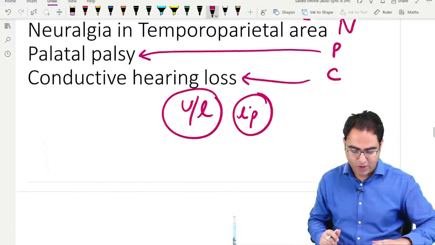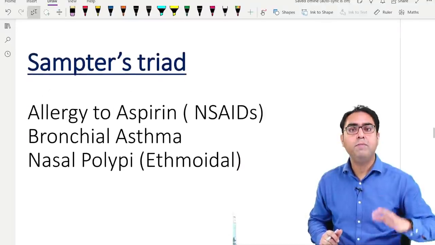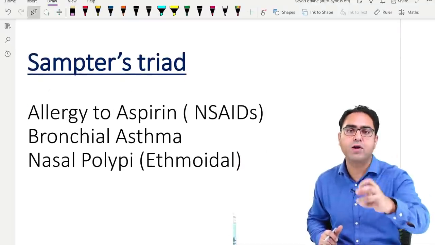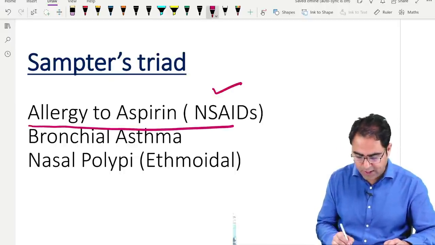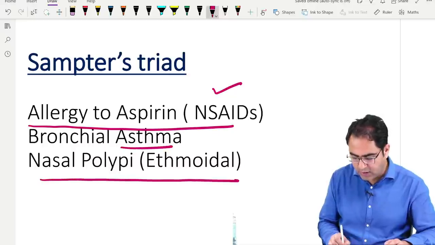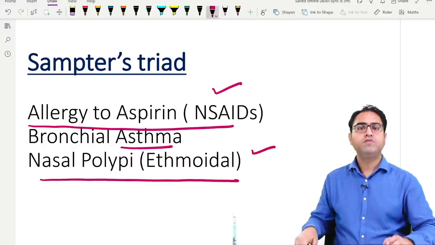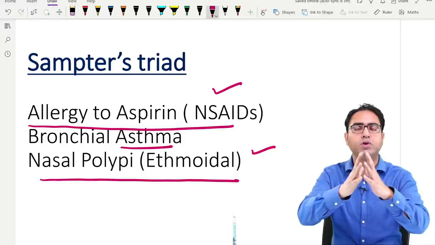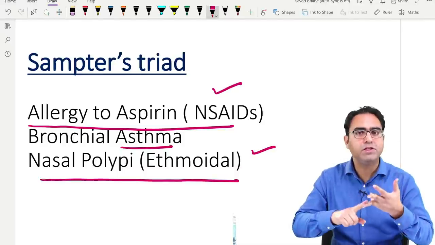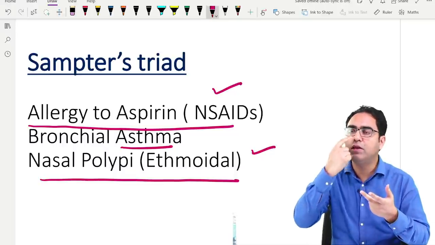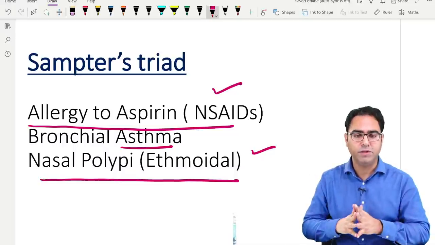Very good. Now, next triad, Samter's triad, the triad of allergy, for a pharmacology question. Beta, there is allergy to NSAIDs, particularly aspirin. There is asthma, and there is allergic nasal polyp, which is ethmoidal polyp. So, Samter's triad is basically a pharmacology question.